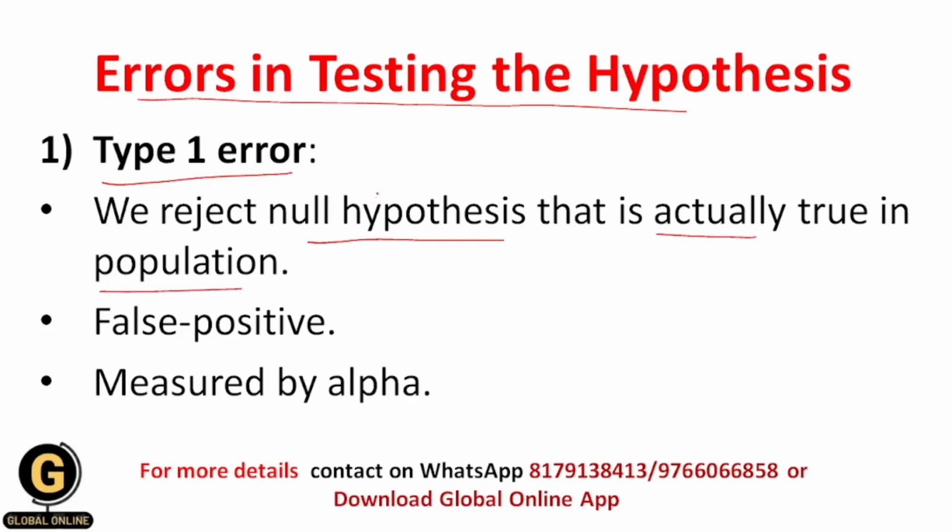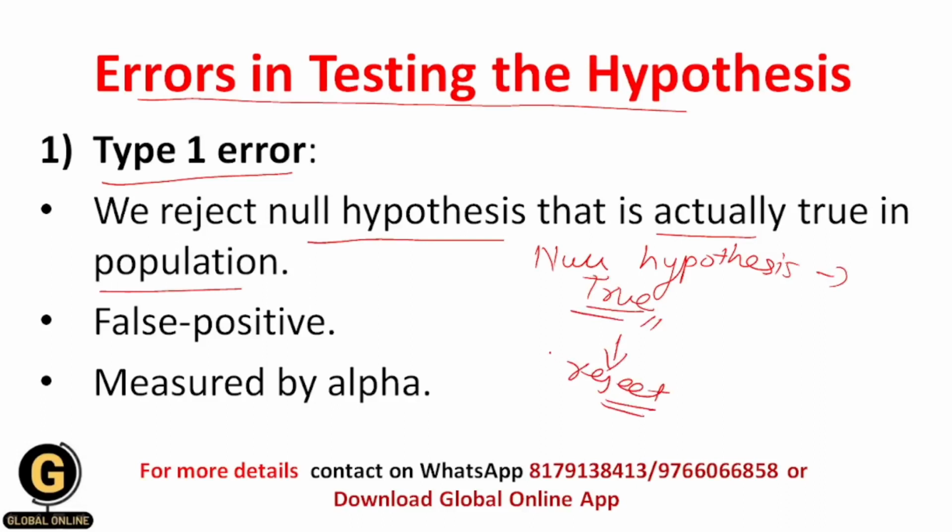Whenever there is a null hypothesis and it is true, it is correct, and we reject it, then we are making type 1 error. It is also called a false positive error, because whatever is true or positive we are rejecting, and that's why we call it false positive. It is measured by alpha.